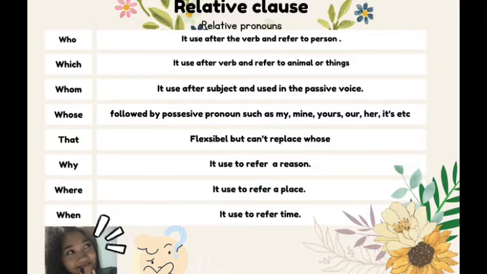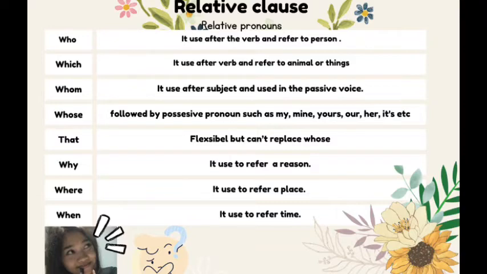Number 5 is that. The use of that is flexible. It means it can replace people, objects, or animals. But remember, the use of that is less formal and cannot replace whose. Number 6 is why. It is used to refer to a reason. For example, I don't know why she's crying.